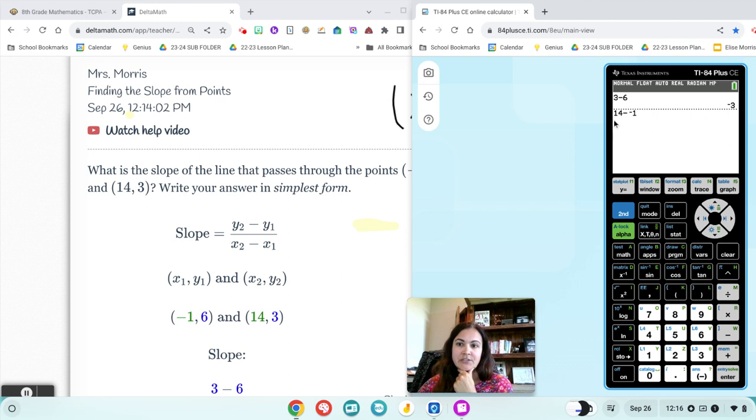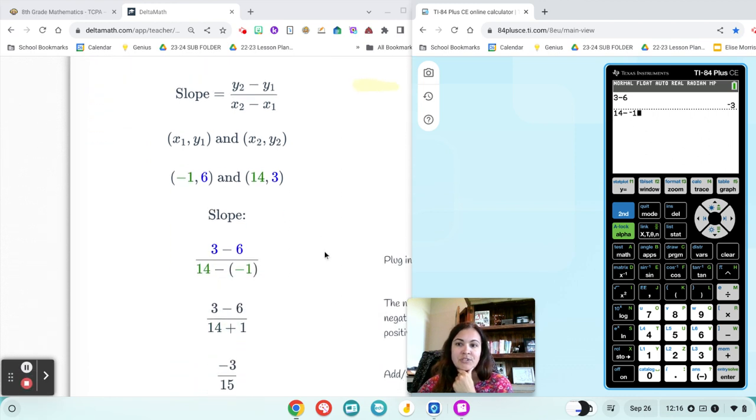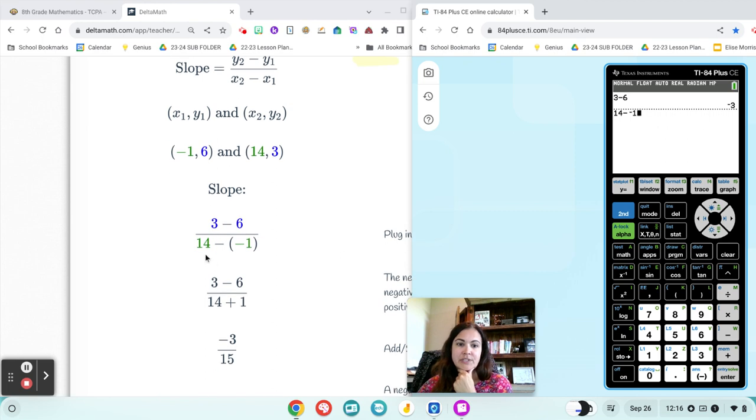So take a look at your calculator. It should be 14 minus a -1. So I have it in the calculator. It's also written here. And so we see that 3 minus 6 is a -3. 14 minus a -1 is 15. So with the calculator or mental math, you're going to simplify that. So our answer is -3 over 15.